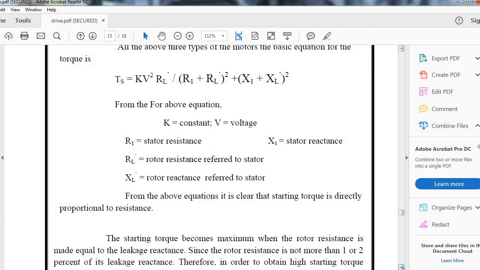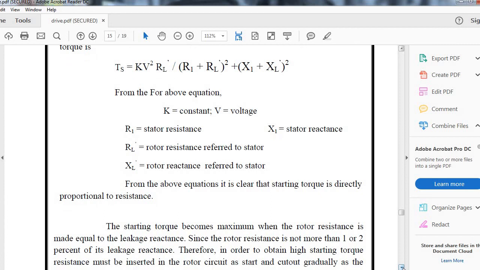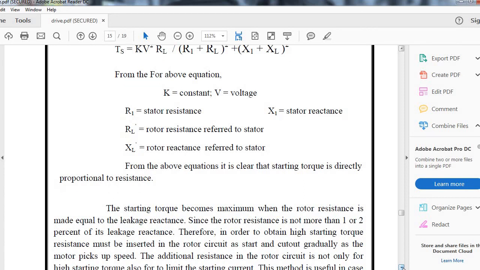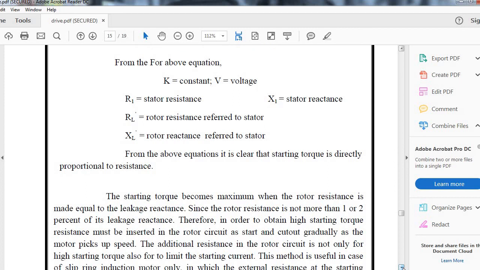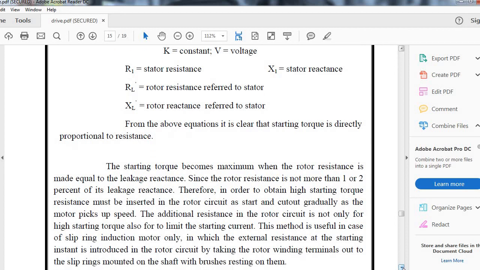Since the rotor resistance is not more than 1 or 2% of its leakage reactance, in order to obtain high starting torque, resistance must be inserted in the rotor circuit at starting, and it should be gradually cut out as the motor picks up speed. Additional resistance in the rotor circuit is not only for high starting torque, but also used to limit the starting current. This method is useful in the case of slip ring induction motors only, in which external resistance at the starting instant is introduced in the rotor circuit by taking the rotor winding terminals out to the slip rings, which are mounted on the shaft with brushes resting on them.